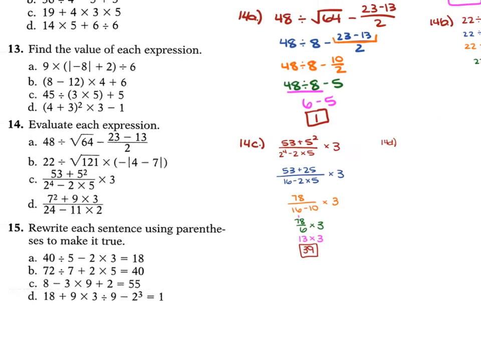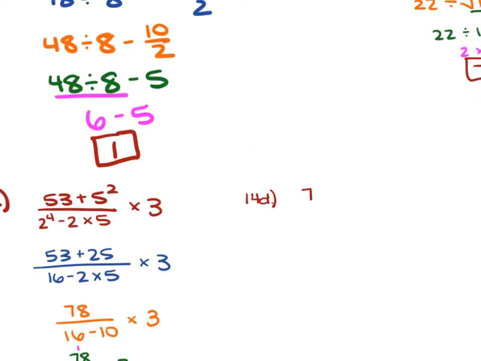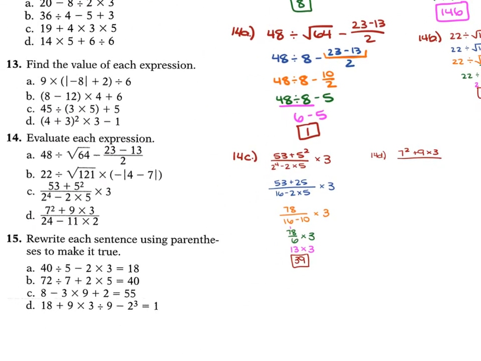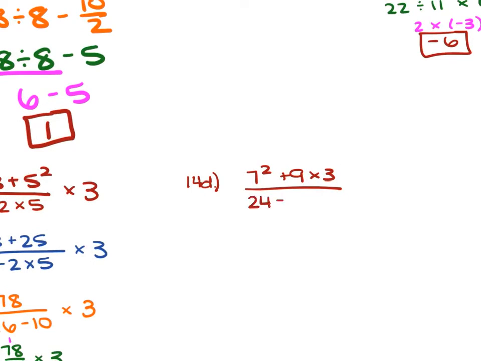For D, they give us 7 squared plus 9 times 3 all over 24 minus 11 times 2. So from here, we're going to do the 7 squared, which is 49, plus 9 times 3, all over 24 minus 11 times 2. I'm going to do the 11 times 2, which is negative 22. So it's 24 minus 22.